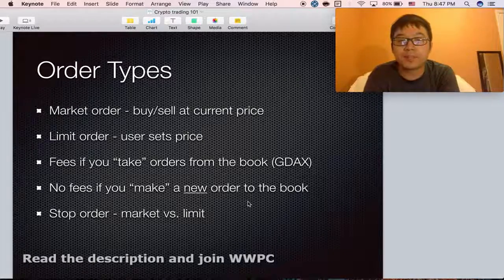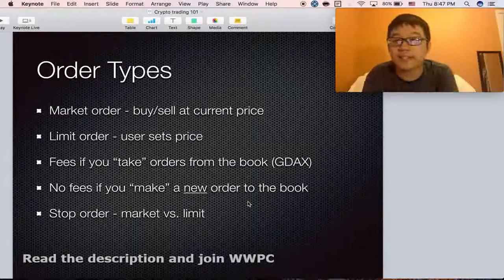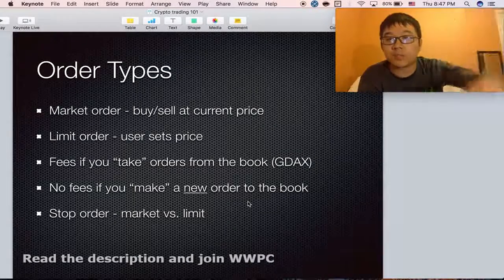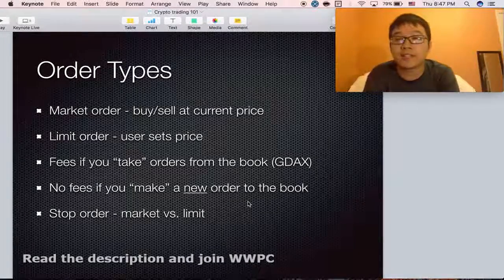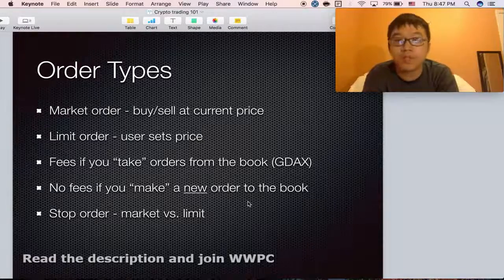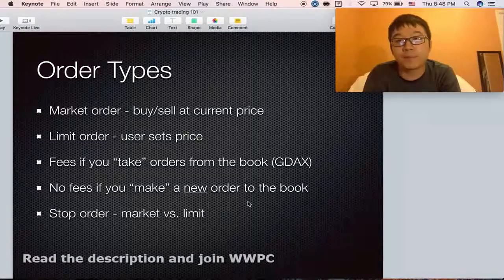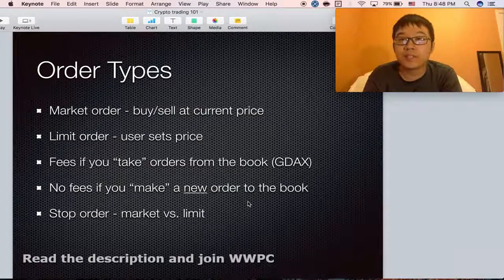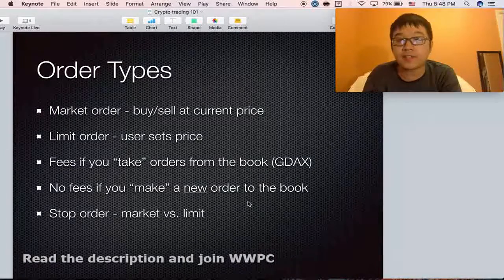So for example, market is that you just buy at the next available price. So if the price of your coin is dropping really rapidly and you have a stop order at $1,000 per coin, but the next available best price is at $500 and you put a stop market order, your order will execute at the $500 price.